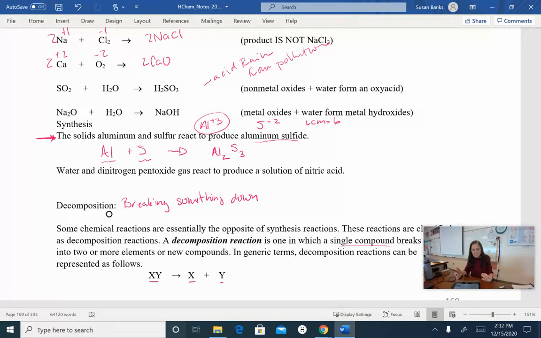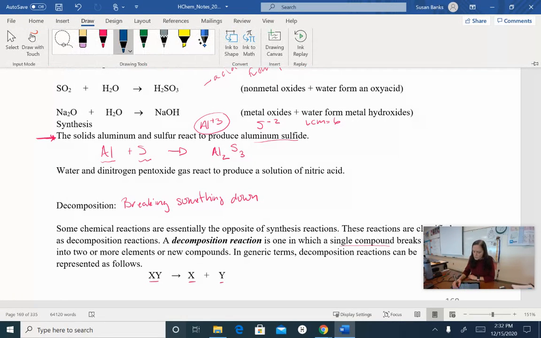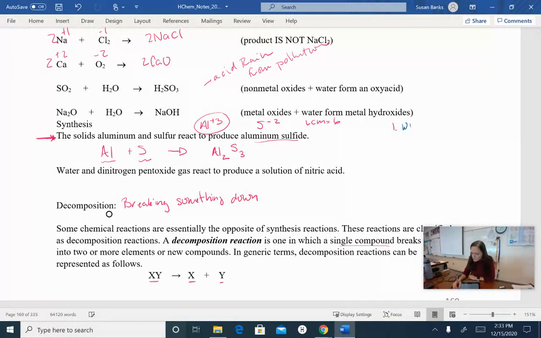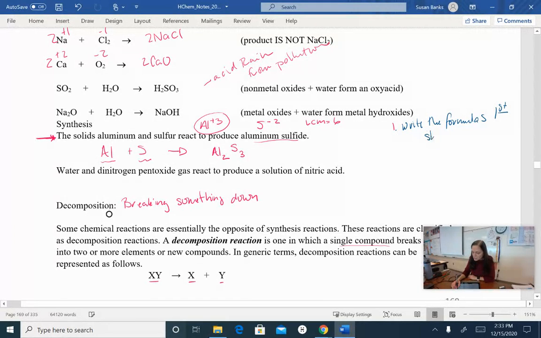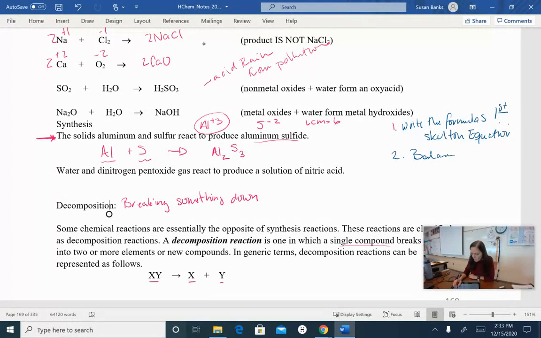Okay, now we've got our skeleton equation. Now we can go back and balance our equation. So always remember, write the formulas first. Make the skeleton equation first. Then once you've got that skeleton equation, then go back and balance. Okay? All right, so let's go back and balance. I've got 2 aluminum, so I need to multiply my aluminum by 2, and I've got 3 sulfur, so I need to multiply my sulfur by 3.